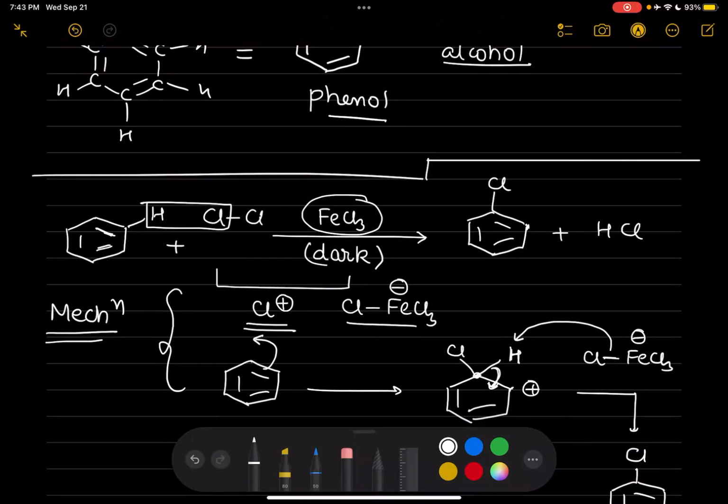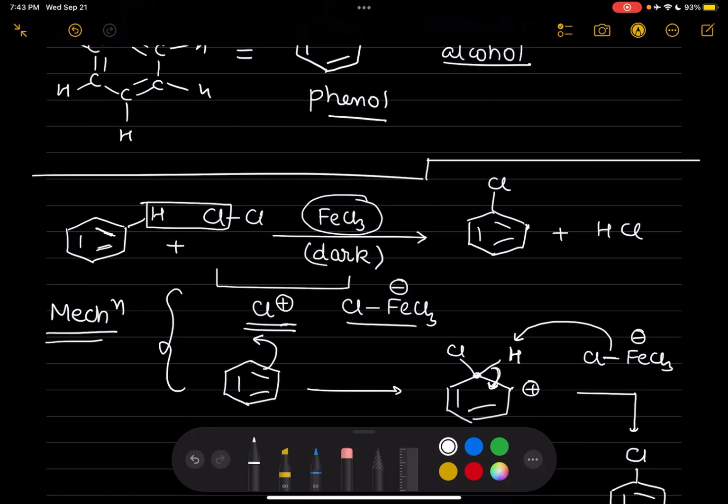Because benzene is electron rich, you took the Cl in the form of Cl plus. That Cl plus was generated by taking FeCl3, which breaks away the Cl minus. The Cl plus joins itself to the benzene by taking its electron. Finally, the Cl minus, which was taken away by FeCl3, comes again and takes away the H plus from the position where the Cl plus was connected.